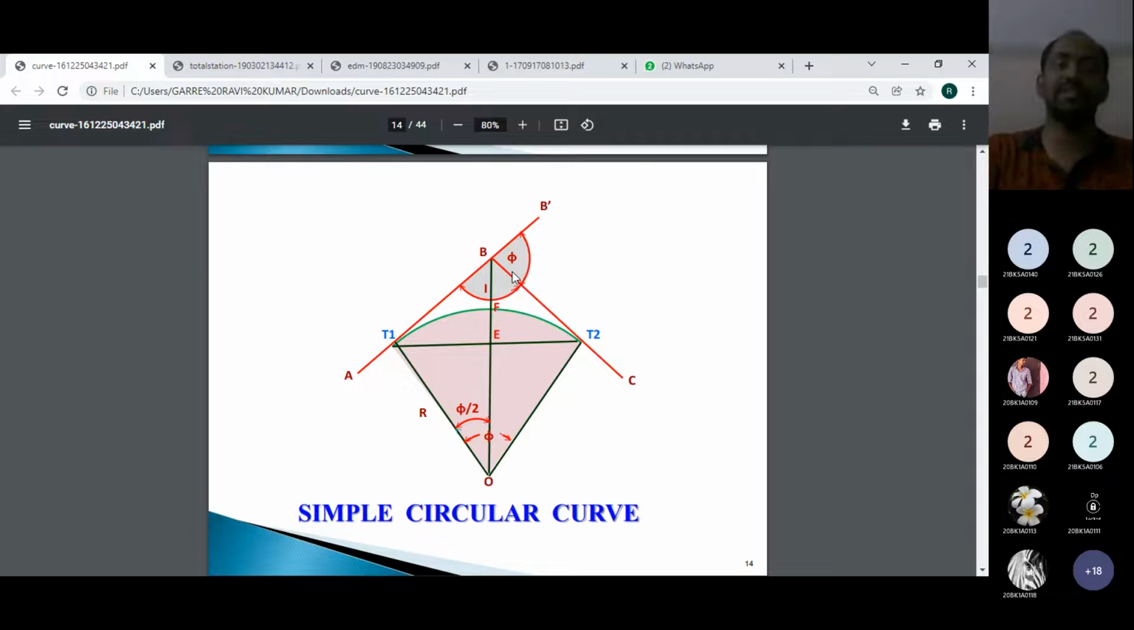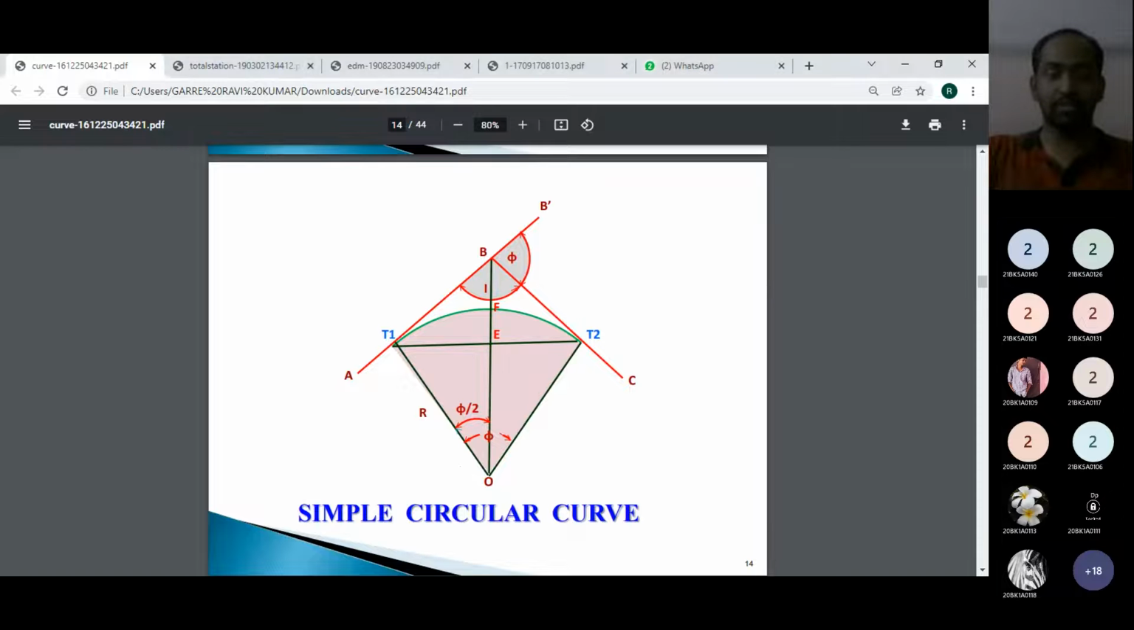The angle between the AB dash line and the BC line is designated as phi. So what is phi here? Can anybody tell me what phi is here? Deflection angle. Yes, phi is the deflection angle here.